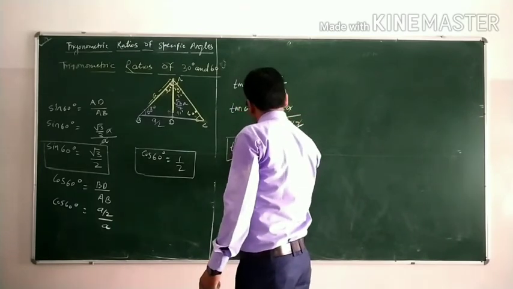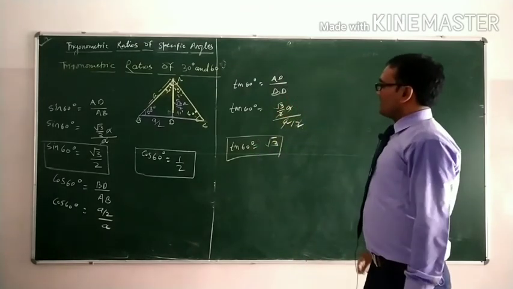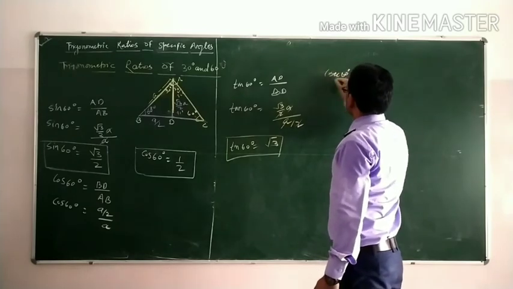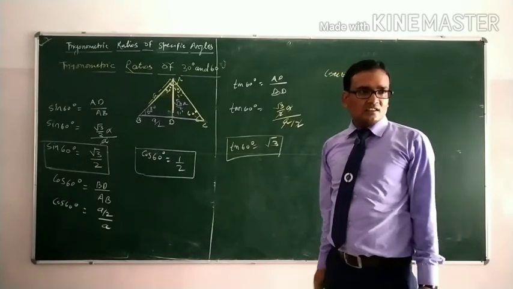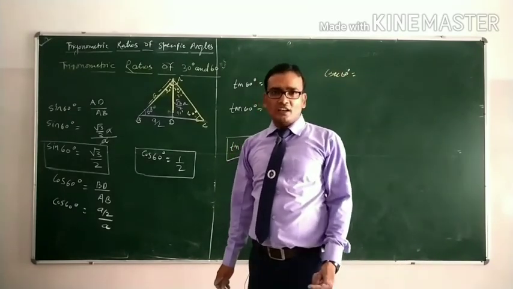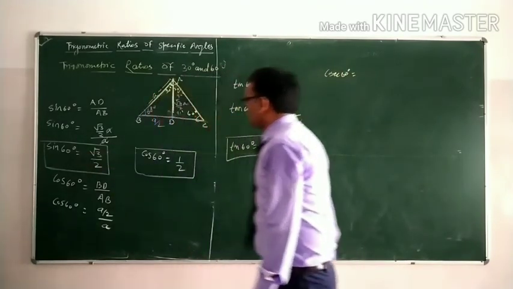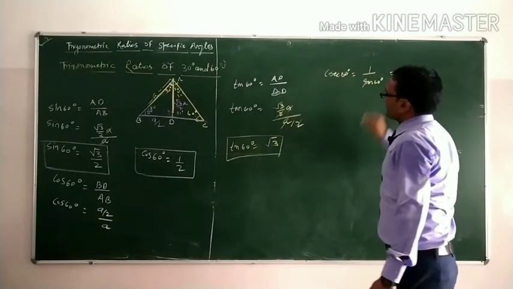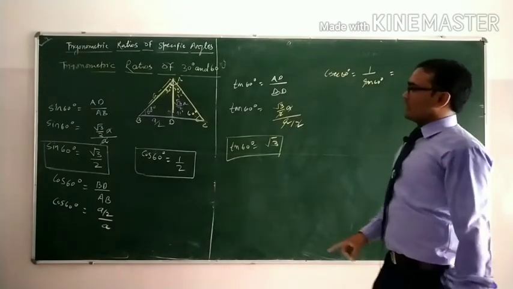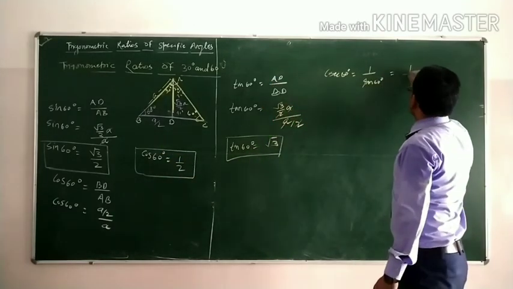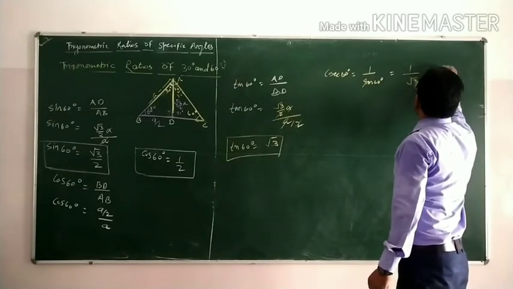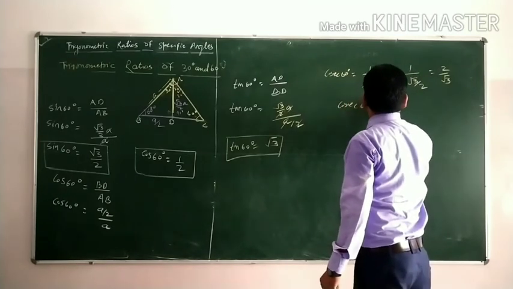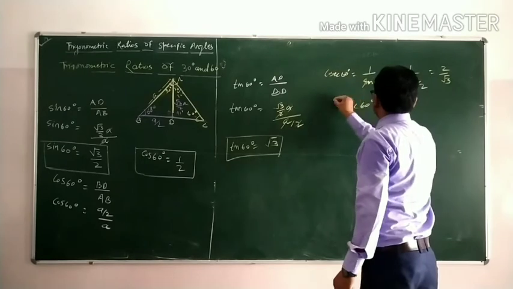Okay students. Now find the cosec 60. Cosec is the reciprocal of the sine. That means 1 upon sine 60. What is the value of sine 60? Sine 60 is square root 3 by 2. So 2 upon square root 3. That means cosec 60 degree is 2 upon square root 3.